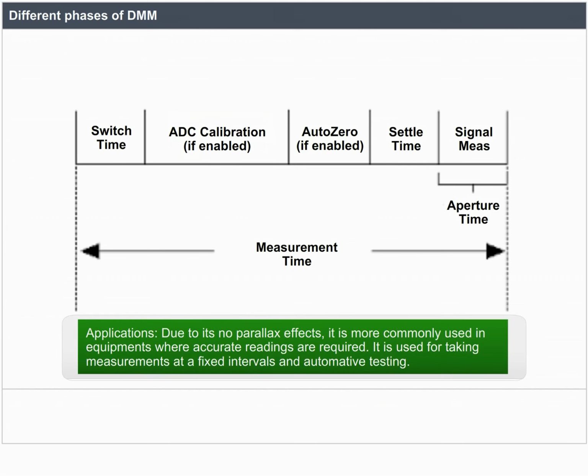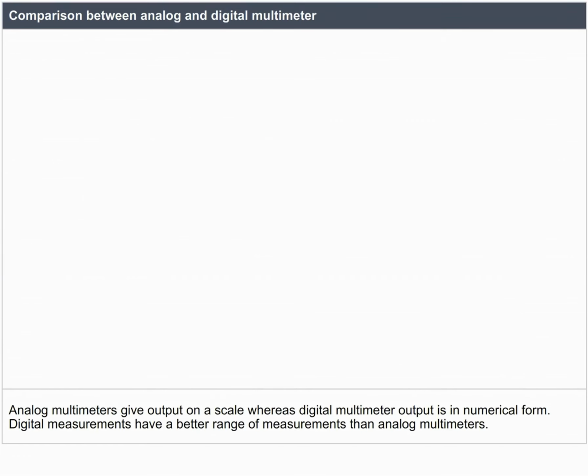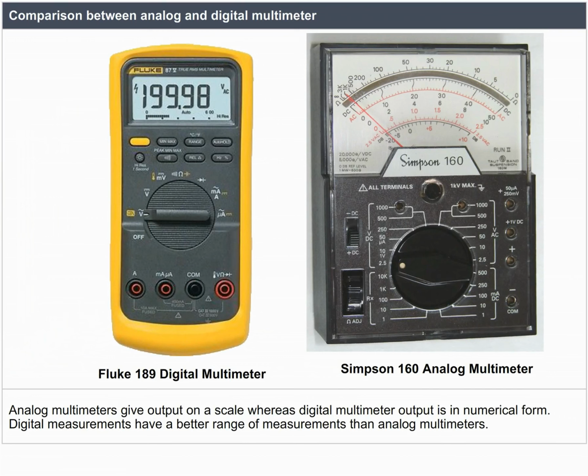Applications. Due to its no parallax effects, it is more commonly used in equipment where accurate readings are required. It is used for taking measurements at fixed intervals and automotive testing. Comparison between analog and digital multimeter. Analog multimeters give output on a scale, whereas digital multimeter output is in numerical form. Digital multimeters have a better range of measurements than analog multimeters.